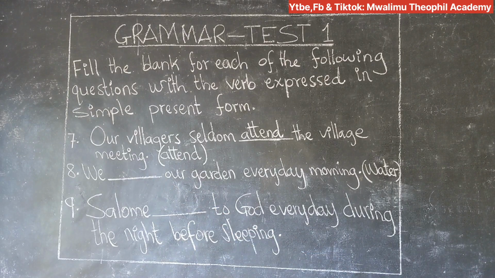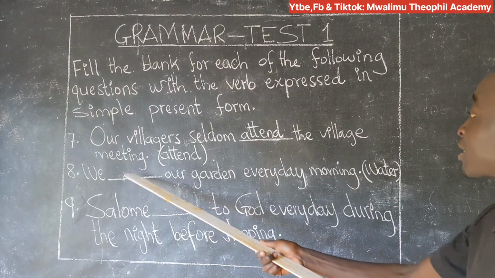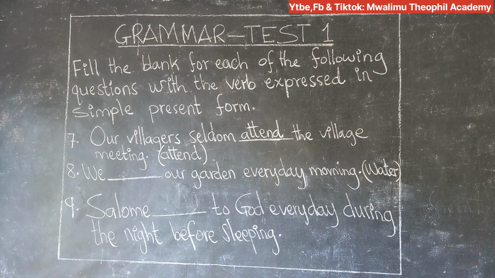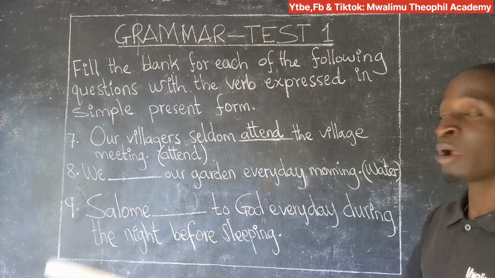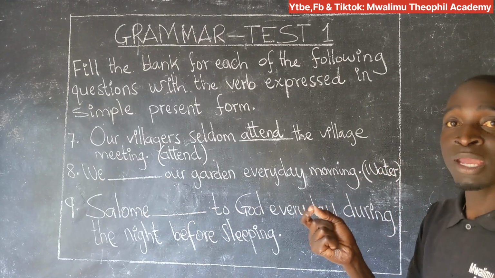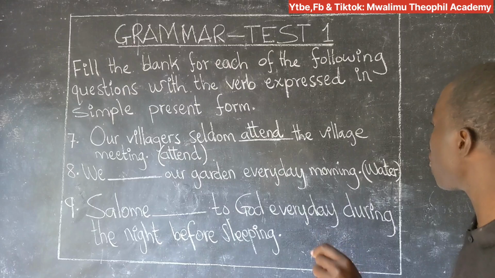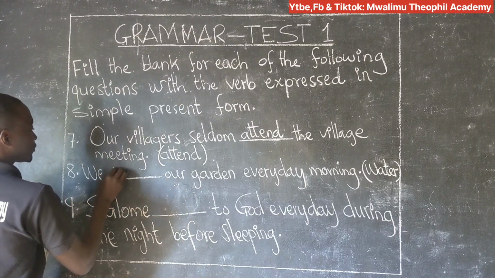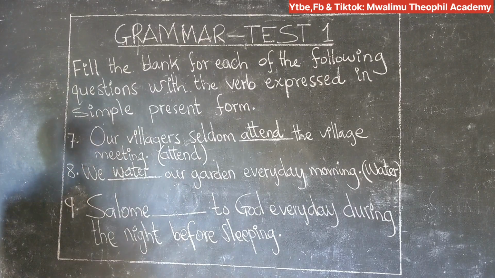Okay, let's go to question number 8. We dash our garden every day morning. The verb given is water. Now, a verb to water should be conjugated so as to fit this blank. Now, let us first think about a sentence. This sentence is a positive one. Now, we find that in the subject we are given we. We've said for the pronouns we, I, you, and they, a verb given remains as it is in infinitive form. Now, the verb to water remains as to water. So, we water.